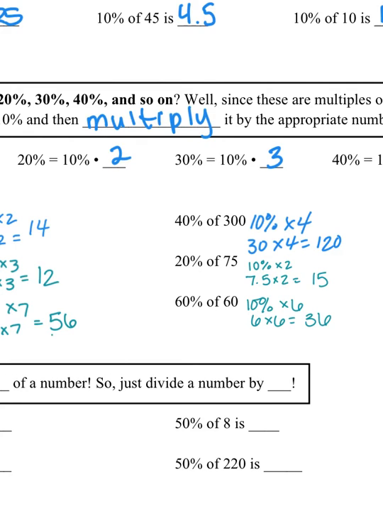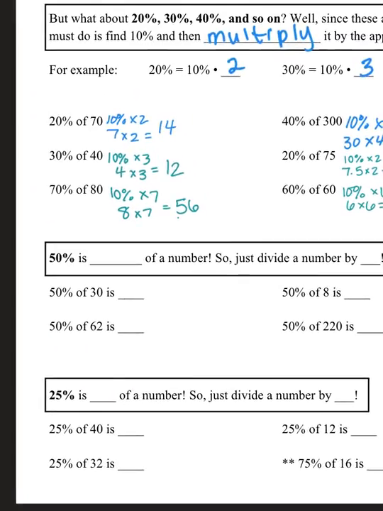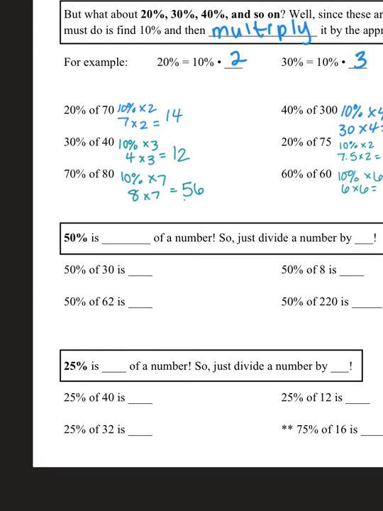Okay, so now let's talk about, well, I've already kind of mentioned it, 50%. Y'all, 50% is the easiest to find. This one you should be able to do in your head without a problem. Because 50% is just half of a number. So you just have to divide a number by 2. That one's easy, squeezy, lemon peasy. 50% of 30. What's half of 30? 15.